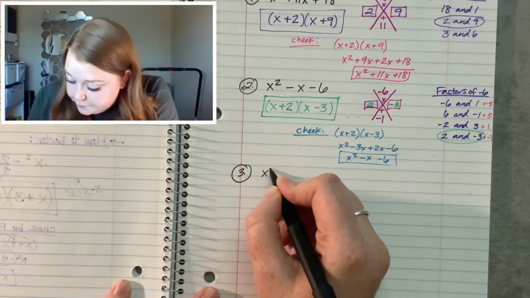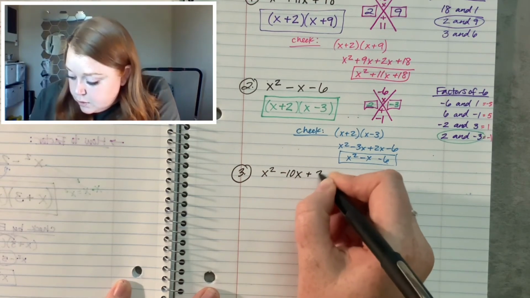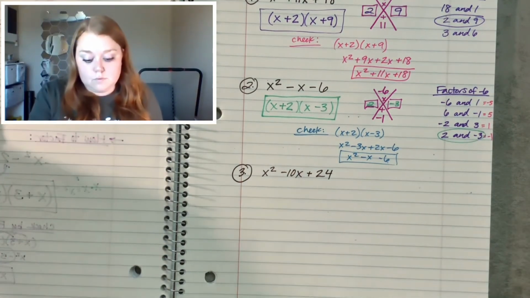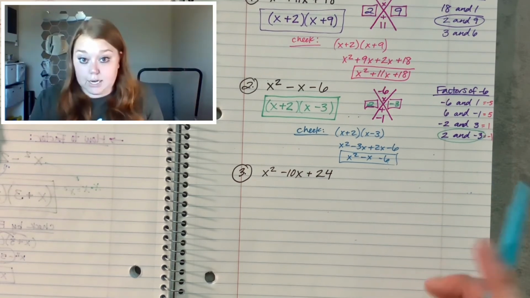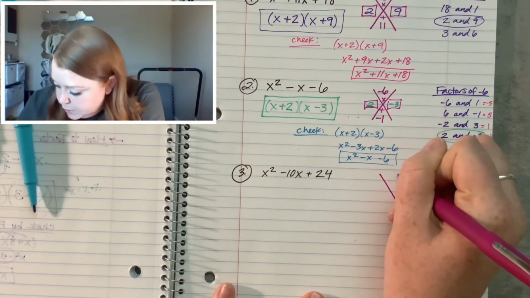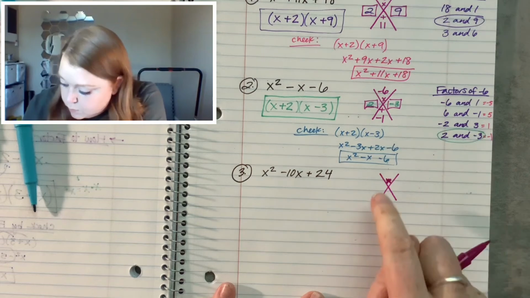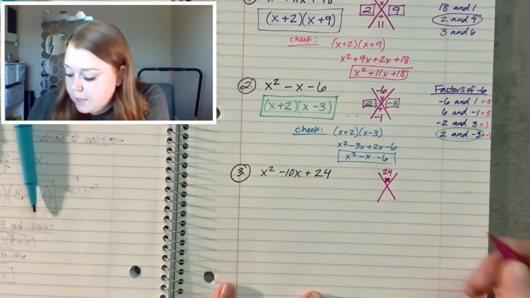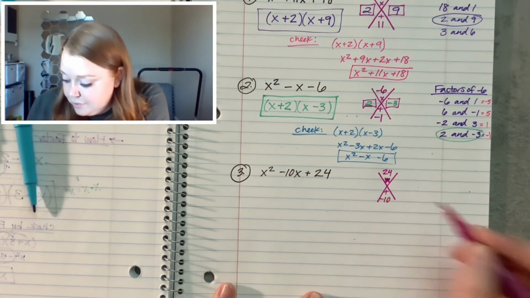X squared minus 10x plus 24. So like the whole thing, set up your X thing, try to do the whole thing. Hit pause, try it out. Okay, let's check what you put in your little X. We want, oops, this is times. We want 2 numbers that multiply to positive 24 and add to negative 10.